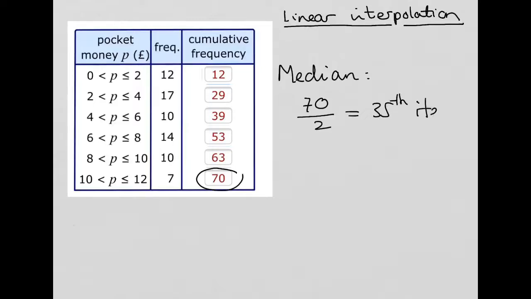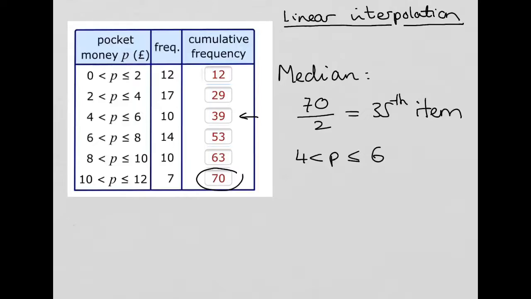I'm looking for the 35th item, the 35th person. Well, there's 12 people in here. There's 29 in the first two groups, so the 35th person is going to be in there. And back at GCSE, you will have just written down that as your answer. But actually, we can be a bit more accurate now.